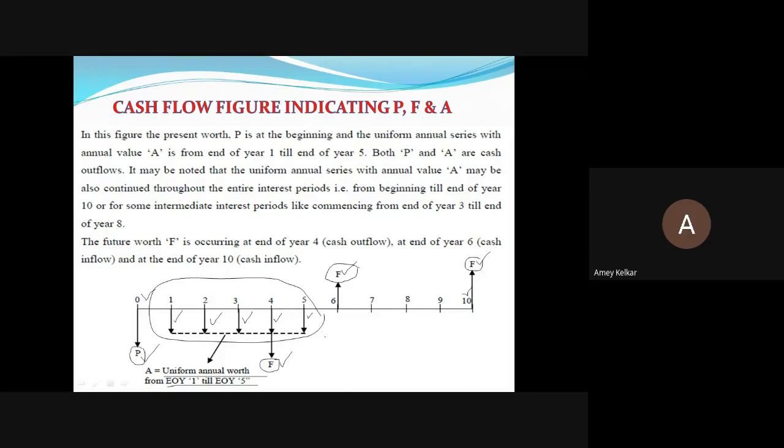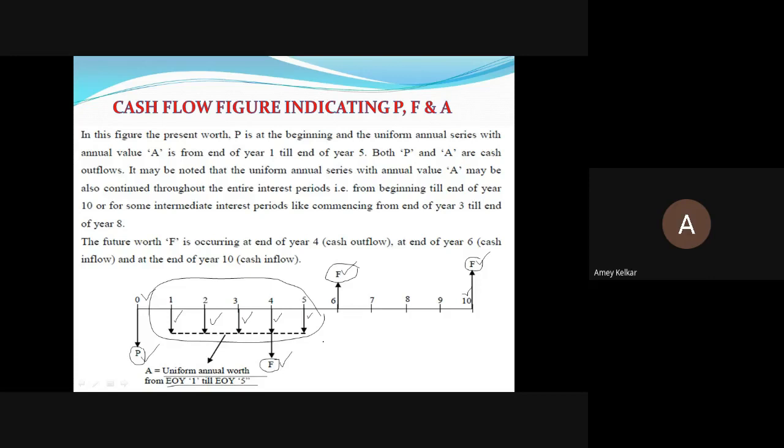So this figure makes it clear what the future worths, the present worths, and the annuities are. Here your present worth is the investment which you make at the start, at 0. Your future worth here is divided into two parts. At the end of fourth year, you will be requiring some lump sum investment. That is your fourth year future value. At the sixth year, you will be getting something. Again, that is a future value. And at the end of 10th year also, you are getting something. That is again your future value.